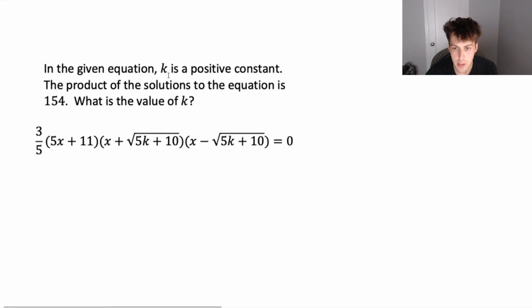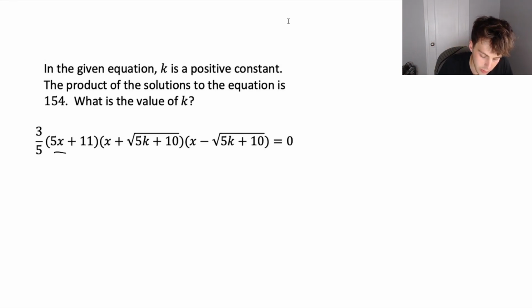In the given equation, k is a positive constant. The product of the solutions to the equation is 154. What is the value of k? So this is just an algebra question. It's telling us that the product of the solutions is equal to 154. I can see 3 different x values here. We're in our factored form, and there are 3 different factors here, so I know that there are going to be 3 different solutions.